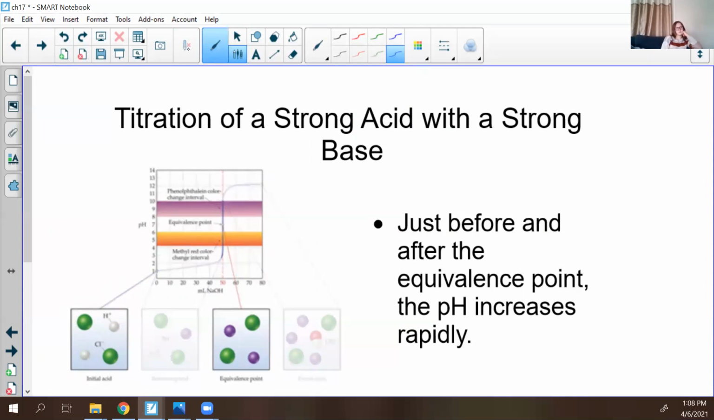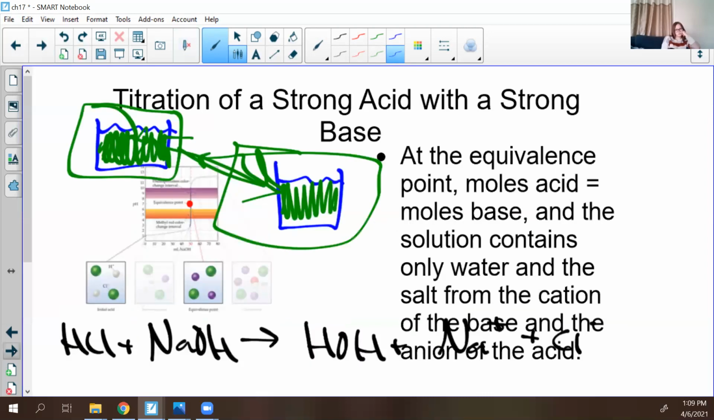All right, so just before and after the equivalence point, the pH increases rapidly, like vertically. We go from a pH of around 2.5 to, I don't know, 11 point something with almost no addition of base. Like how fast are we going? Well, remind me tomorrow, and I'll set it up, and you'll notice it's like 3 or 4 drops. It can go from yellow to blue.